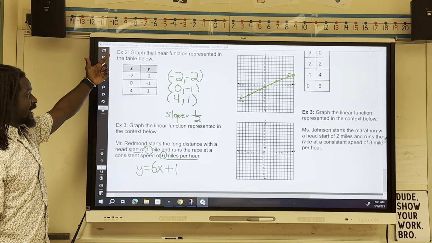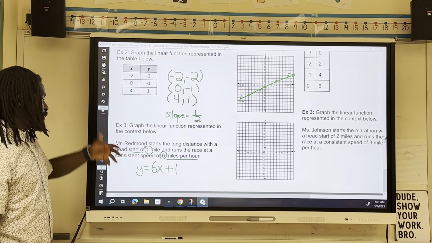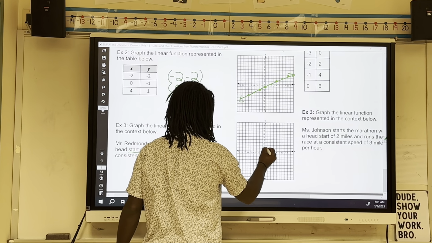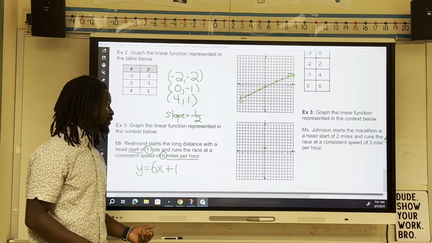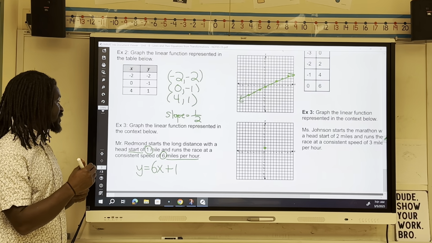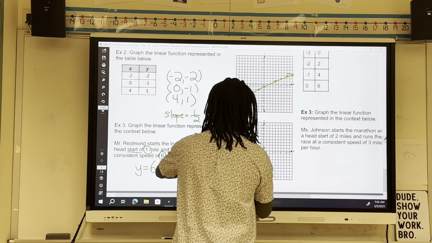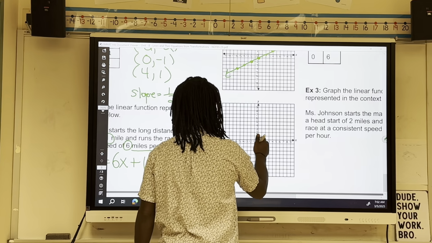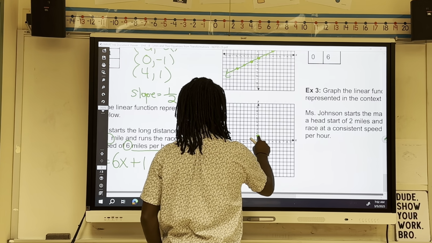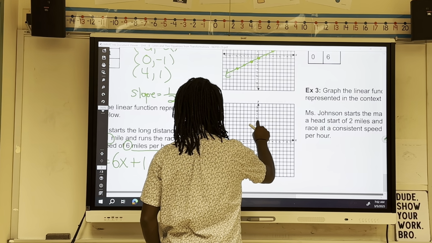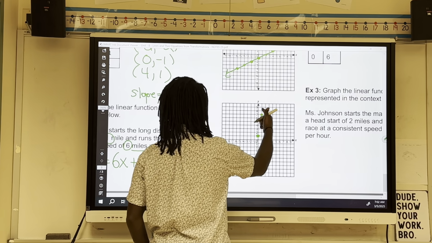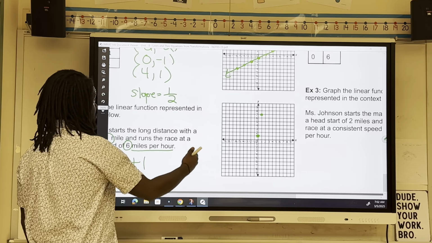Now, again, I'm just going to graph it just like I did example number 1. I've graphed the y-intercept. Again, this is kind of like the starting spot. I start off at the 1 mile, and then I'm running 6 miles per hour. So I'm going to go, okay, up 6 and then over 1. Okay, so I'm going to go 1, 2, 3, 4, 5, 6, and then over 1. Okay, and I don't have much more room.